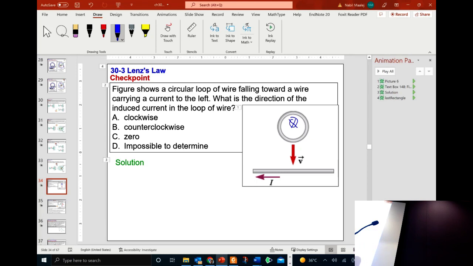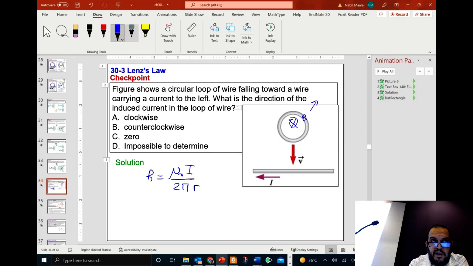Increasing, because it's getting closer to the wire. And remember, for a wire, we said the magnetic field is mu0 I divided by 2 pi r. So if the distance is smaller, the magnetic field is going to be larger. Okay, so B is into the page and it is increasing.